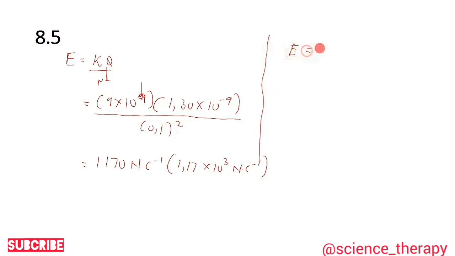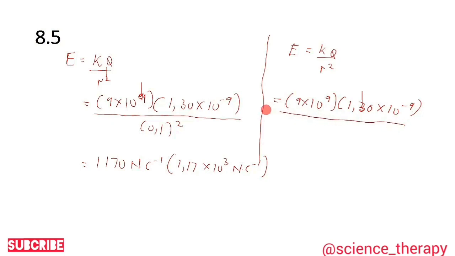Then E equals KQ over R squared. Now we are calculating for the second one. Again, we have 9 times 10 to the exponent of 9. And what is our Q? Still the same value, 1.30 times 10 to the exponent of negative 9. And what is the distance now? To see the distance between the second Q and P, you will note that the distance between them is 0.4, and then you square that.